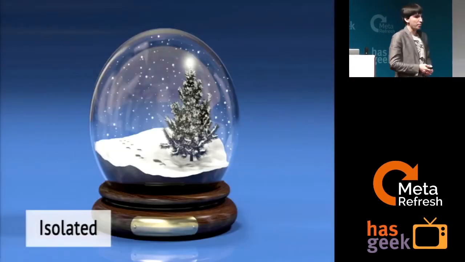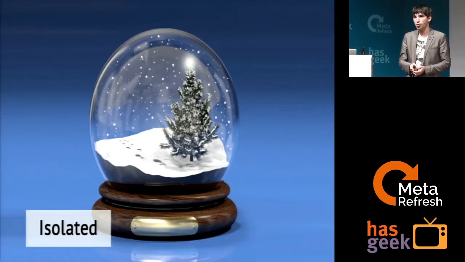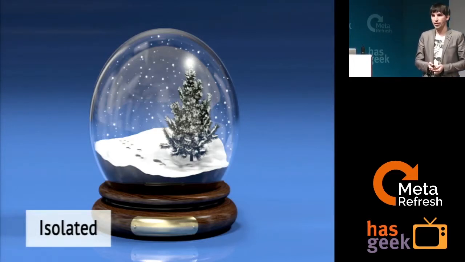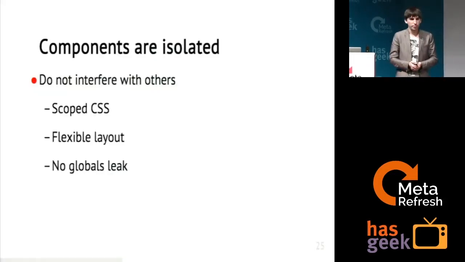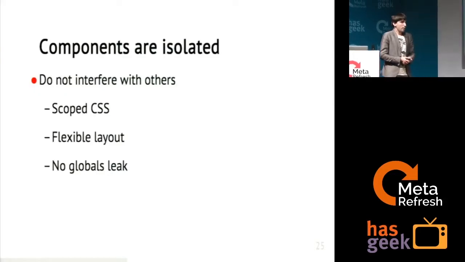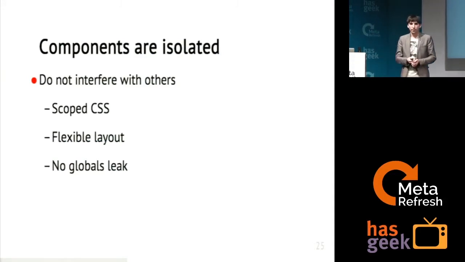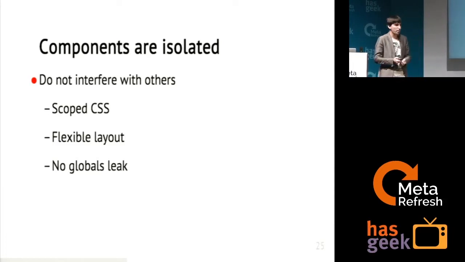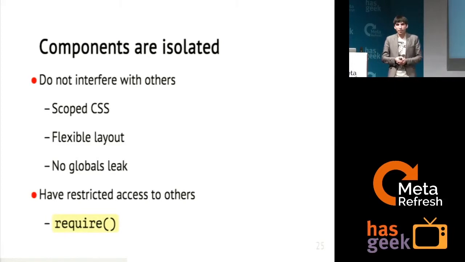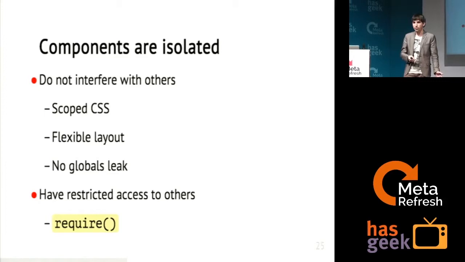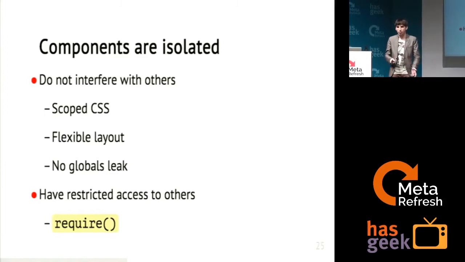And the last principle of a successful component: they are isolated from other components and from the environment. There is no JavaScript leak, no CSS conflicts, and if it's possible, flexible layout, if we are talking about a UI component. Also, they have restricted access to other components or their siblings, for example, using the require function.